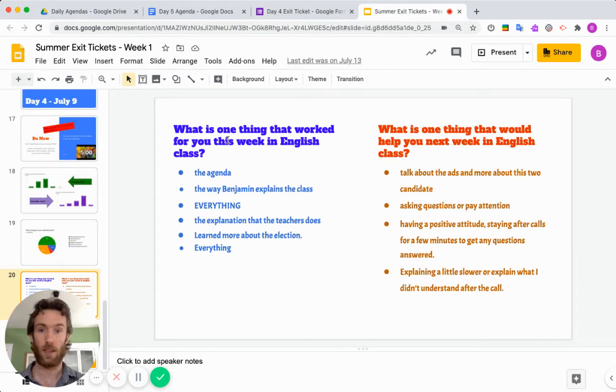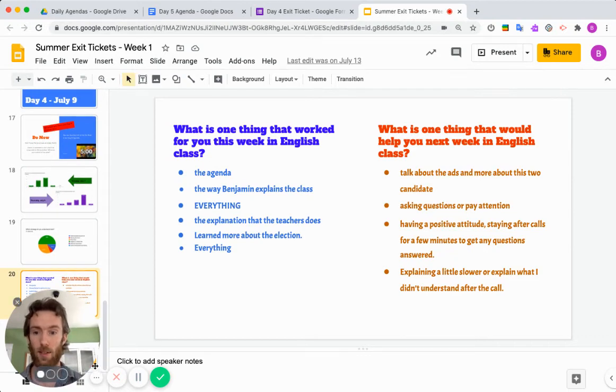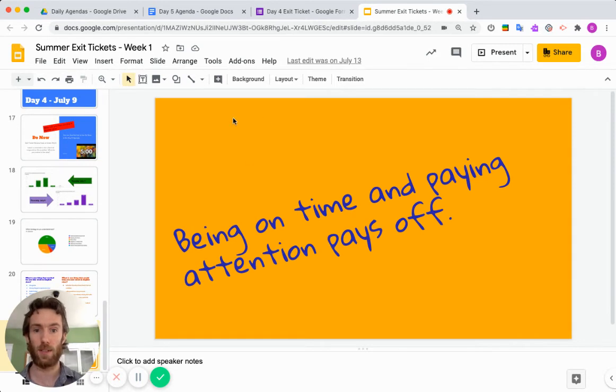And so the students can see something that worked, something that they think they'll need help for the next week. I also, sometimes a student said something that was really profound, and I called it the golden quote. So I put a golden slide and put the quote up. I love this: being on time and paying attention pays off, and we all know that's true.